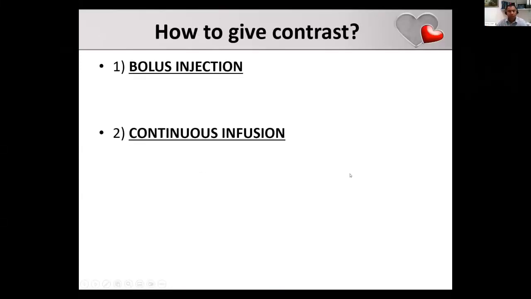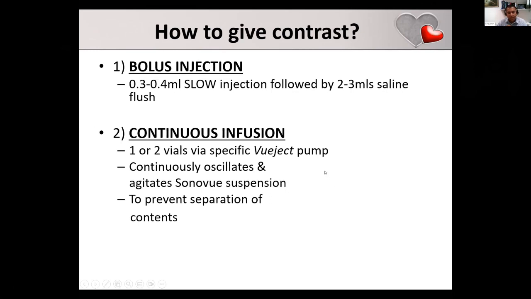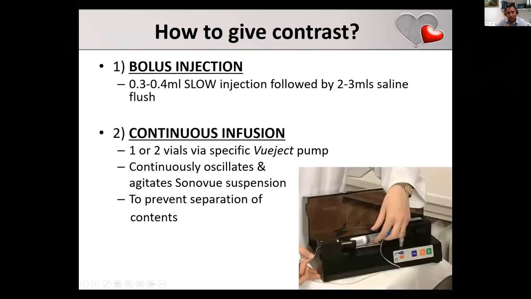So Renette may well be about to touch on this to a degree, so I'm not going to spend a lot of time talking about the practicalities of contrast, but broadly speaking, you can give a bolus injection or you can give a continuous infusion. At present, Bracco are not manufacturing the ViewJect pump. I spoke to the Bracco rep actually at the EACVI meeting earlier this year in Barcelona, and they are working on an updated or a second generation ViewJect pump. But those of you that have a ViewJect pump like we do, fortunately in Southampton, may still be using this. And you may find it very helpful for a smooth contrast application intravenously.